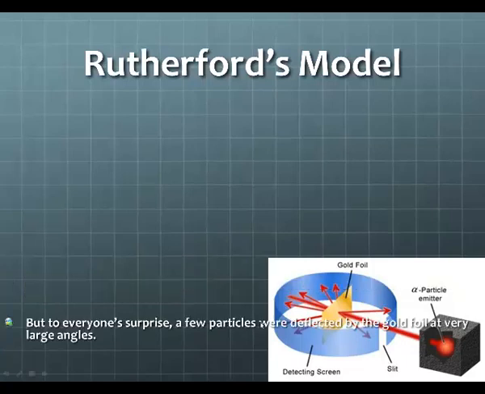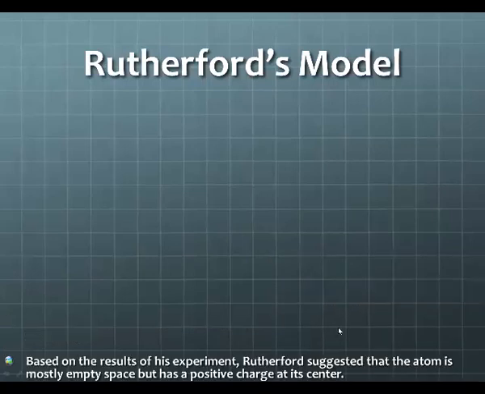To everyone's surprise that was performing this experiment, a few particles were deflected by the gold foil at very large angles. So many of them actually came right straight back the direction they came from. So they deflected at really weird angles, and that was not expected. Based on the results of his experiment, Rutherford suggested that the atom is mostly empty space, but it has a positive charge at its center.